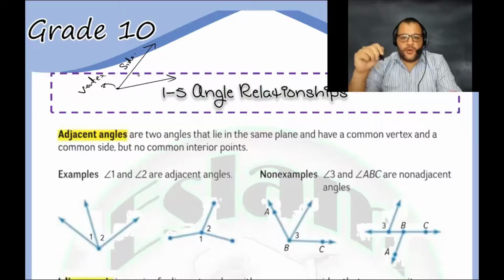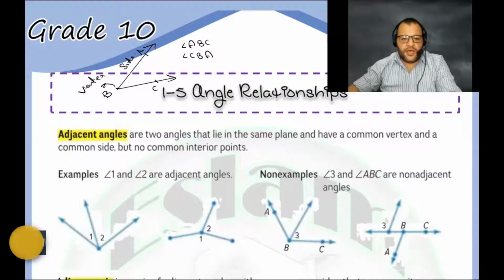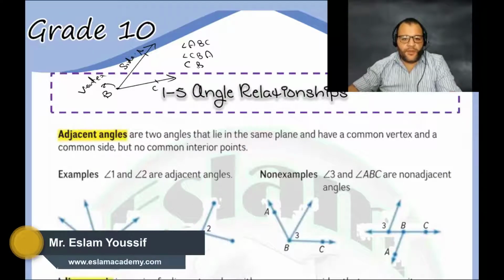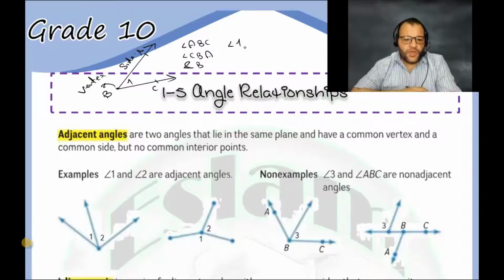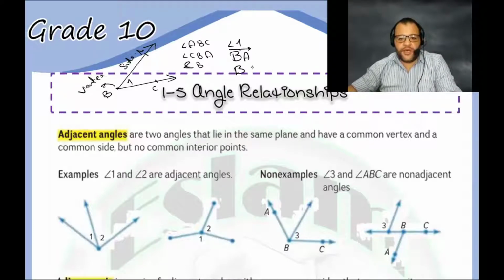We can name the angle in four ways. Suppose that we have A, B, C. You have to put the vertex in the middle. So we can call it angle ABC, or angle CBA, or angle B, or we can number it, so it will be angle 1. If you want to name the sides, what is the name of this side of angle B? BA. You have to start from the vertex and go in one of the directions, BA or BC.